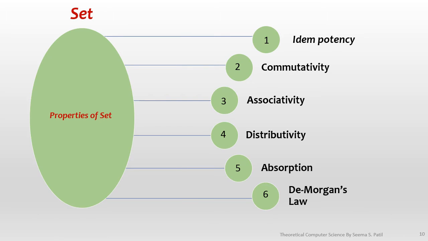Here different properties of the set are given. First property is idempotency. Second is commutativity. Third one is associativity. Fourth one is distributivity. Fifth one is absorption. And sixth one is De Morgan's law.